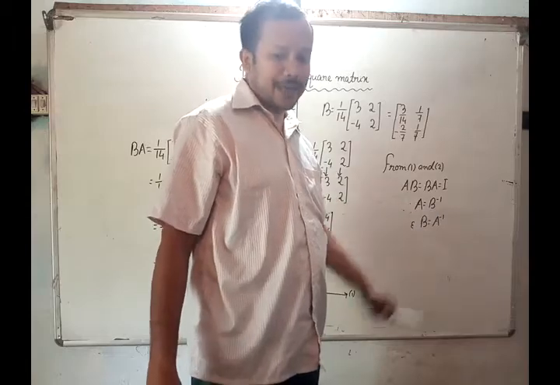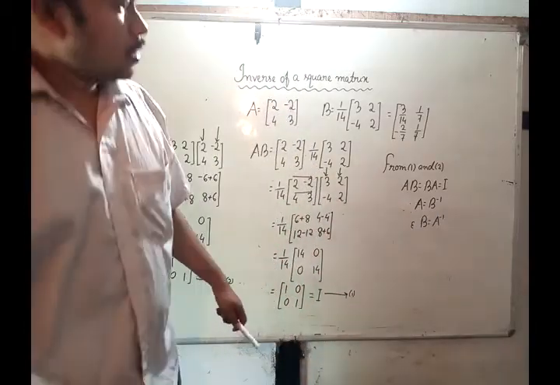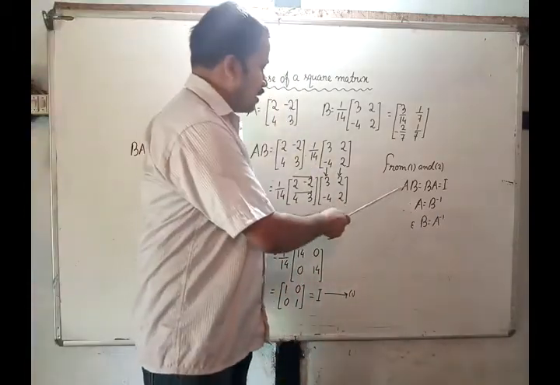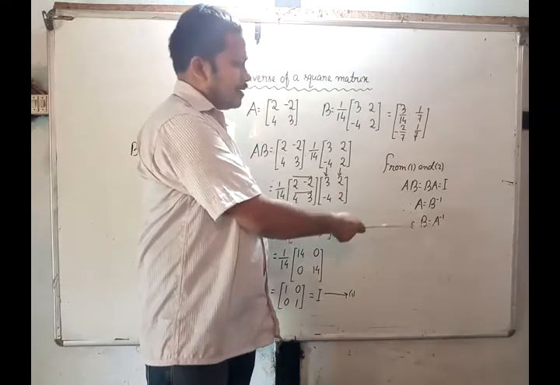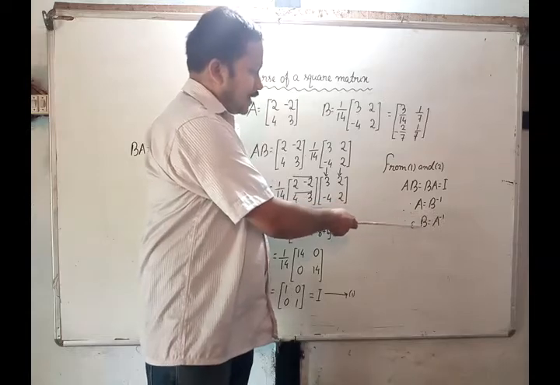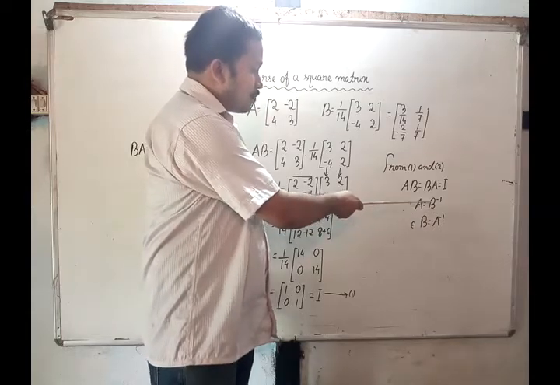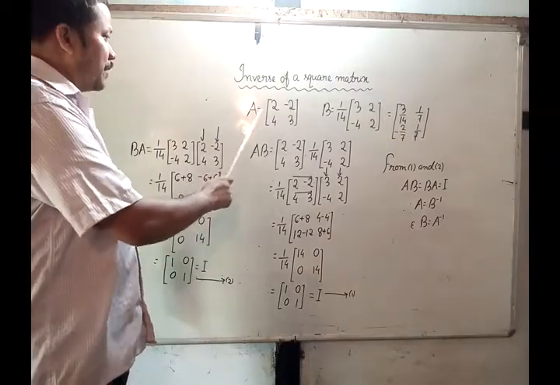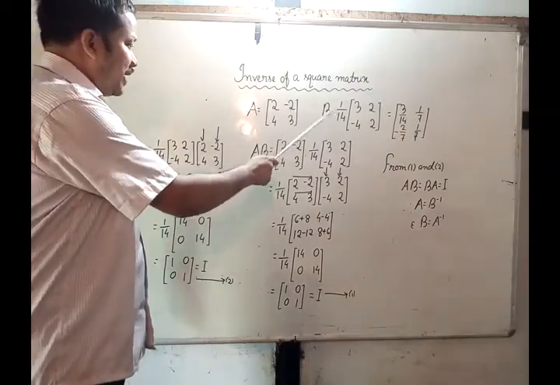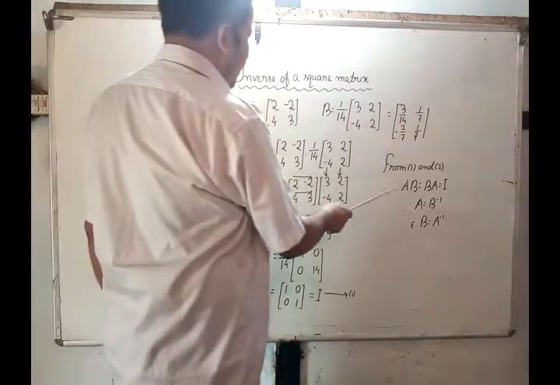If two square matrices A and B are available such that AB equals BA equals I, then A inverse equals B. The inverse of A is B and the inverse of B is A. It is a practical example of two matrices A and B such that AB equals BA equals I.